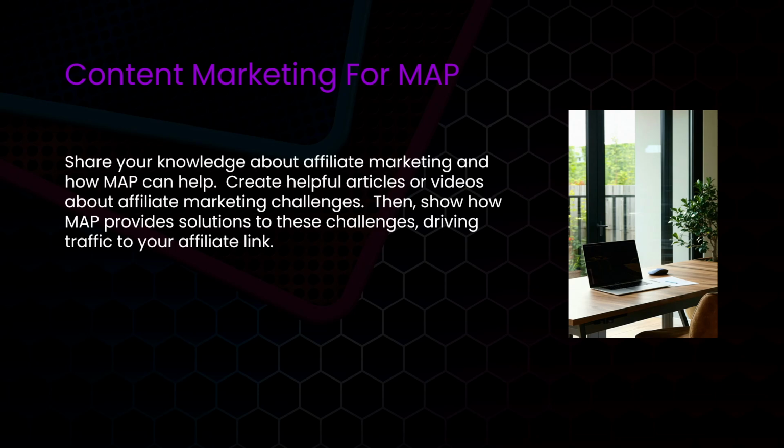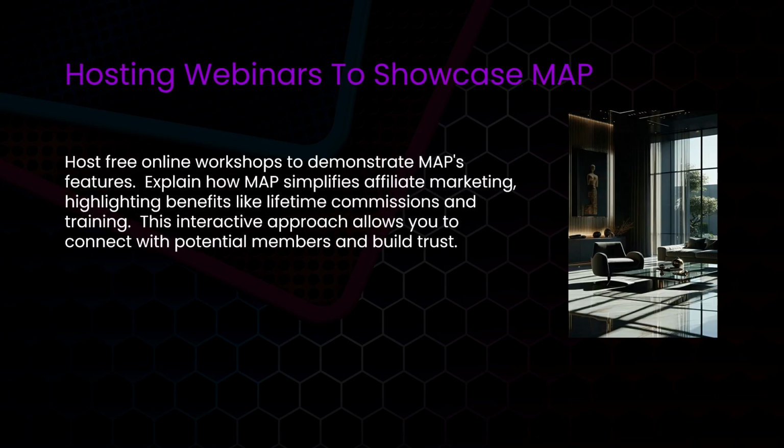So the first one is content marketing. This is the one that I've been using for many, many years. It's a proven strategy where you share your knowledge about affiliate marketing and how MAP can help. Create helpful articles or videos about affiliate marketing challenges, and show how MAP provides solutions to these challenges, driving traffic to your affiliate link. So just like this video, you're watching this video and it's a form of content marketing. And it's one of my favorite ways to get traffic to my affiliate offers.